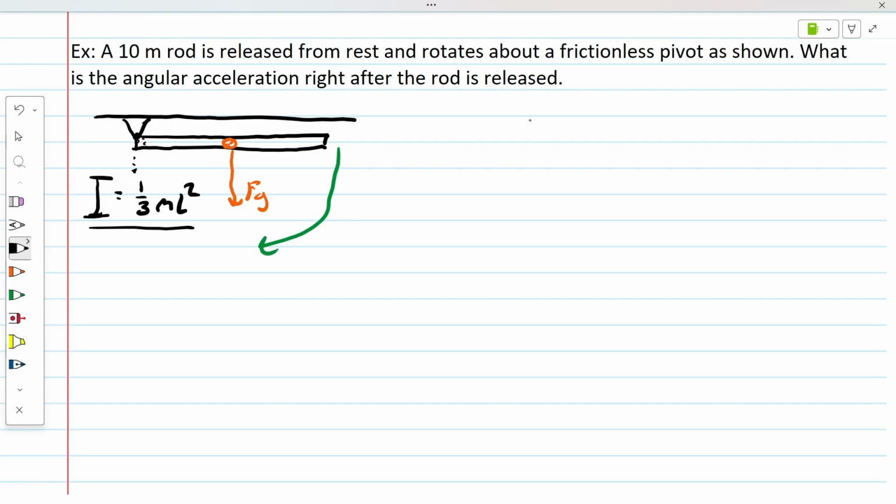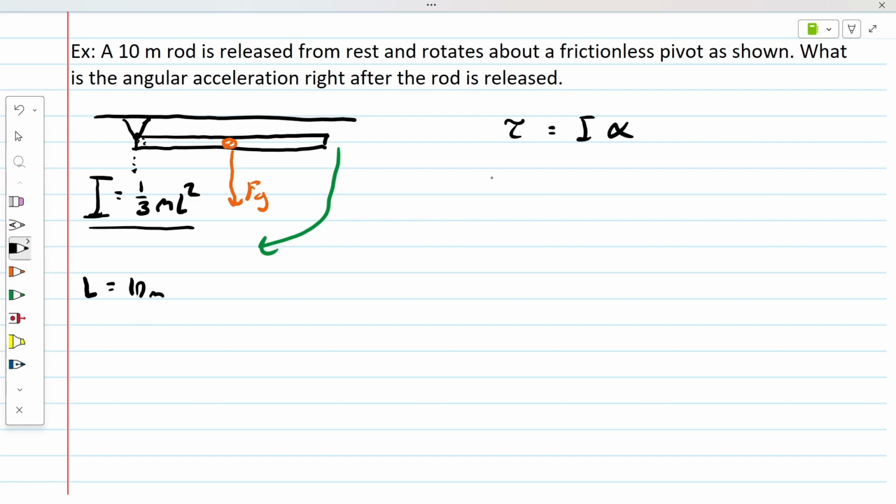We know that the angular acceleration equals the torque over the inertia, so I'll write it in the form we are most familiar with: the torque equals I times the angular acceleration. We know the length of the rod equals 10 meters, and that's really all we're given here. We know I, so we need to figure out how we're going to find the torque.